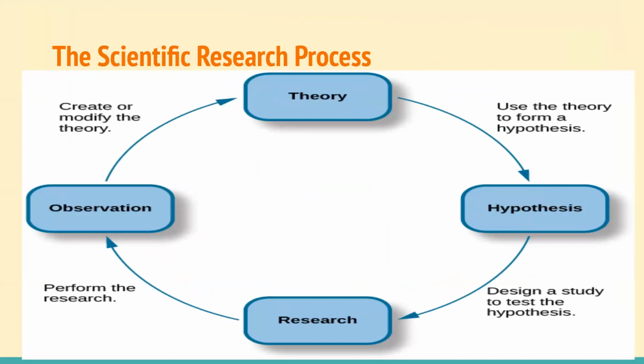This diagram depicts the scientific research process. You have a theory, and you use the theory to form your hypothesis. After you have your hypothesis, you now design the study to test the hypothesis. Moving on to what is now known as your research, you then need to perform your research, and this can be done through observation. Next, you will create or modify your theory. And this is a simple scientific research process.